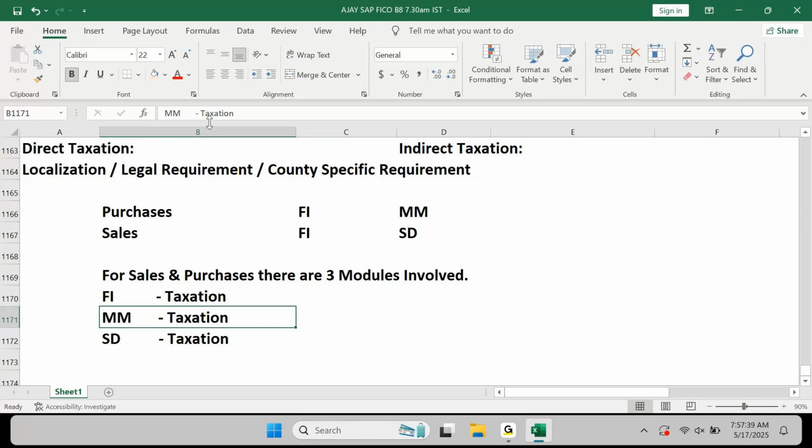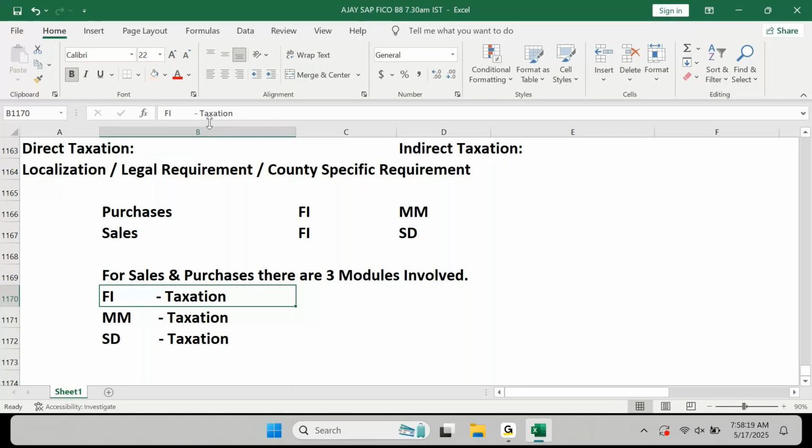Now, if there is any tax included on the purchase order, the MM consultant will take care of PO taxation. Any accounting entry related to purchases without purchase order, or sales without purchase order, is where the FI consultant will look into it. Otherwise, on the MM side, the MM consultant will take care. On the SD side, the SD consultant will take care. Collectively, FI, MM, SD together will work on the taxation, not FI alone. Am I clear?